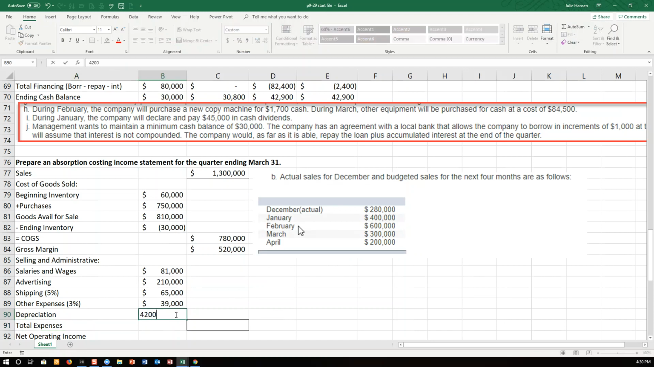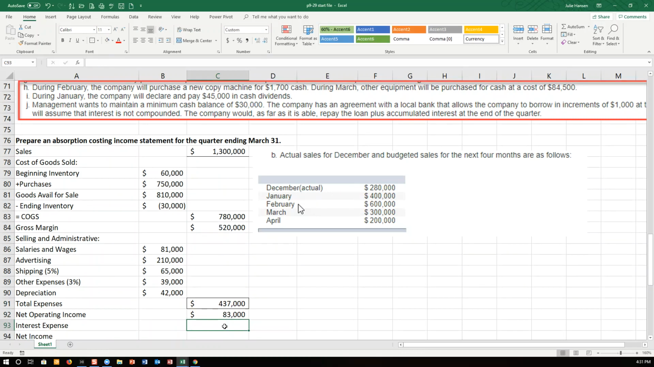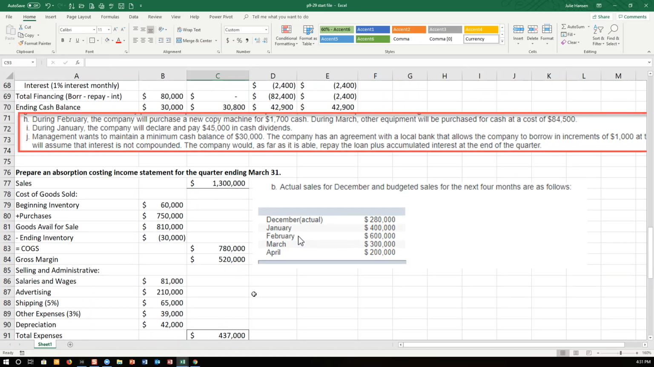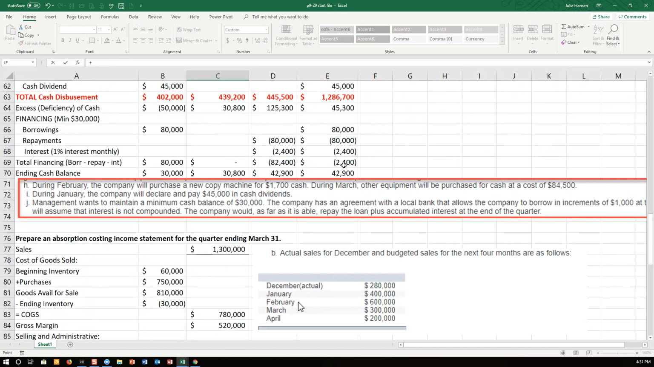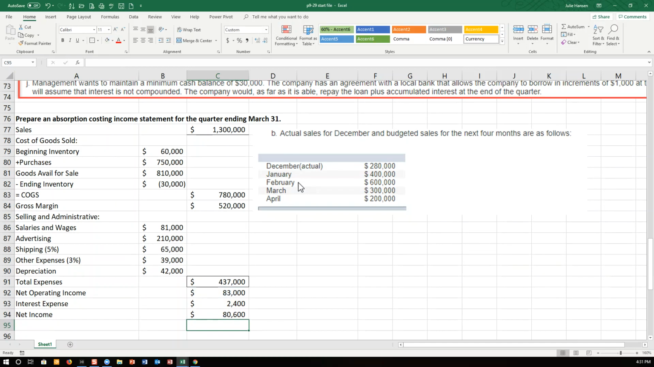Here we go, and then I'm going to add up all of my expenses. If you take all of these, you come up with $437,000. Your net operating income is going to be your gross margin less all of those expenses, otherwise known as $83,000. Your interest expense came from the amount we calculated here, only it's not a negative, so we'll just make that a positive, $24,000. Then my final net income is going to be my net operating income less my interest expenses. Now moving on to the balance sheet.